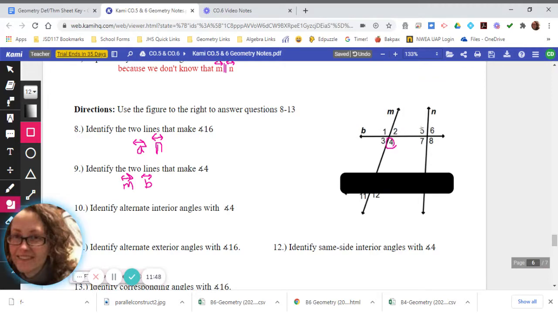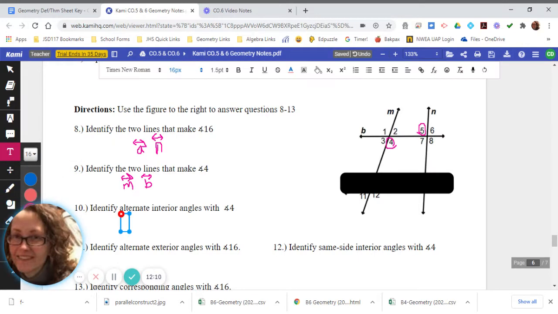So angle 4 and angle 5 are, excuse me, let me grab my pen again. Angle 4 and angle 5 are on alternating sides of this transversal, but inside the two lines. So here, angle 5 would be one of the alternate interior angles that matches 4. So let's go ahead and remove this cover up.